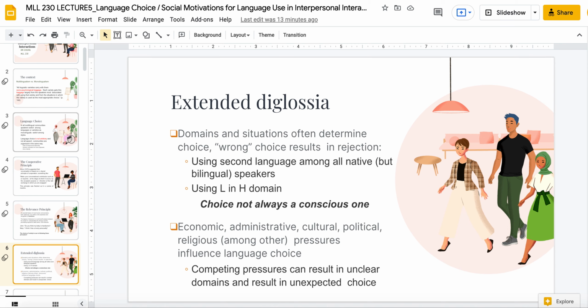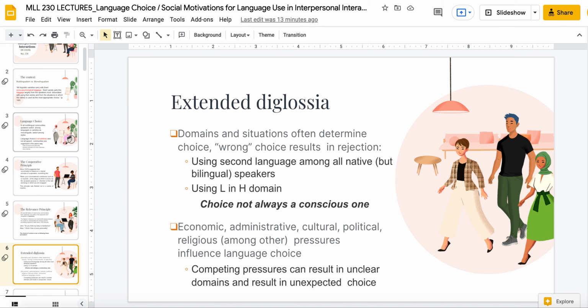But what if Mary was serious? What if Mary is like, "I think it has a lovely personality"? Then maybe John will reject her in some way, right? So this is also an instance in which if you use the wrong language or if you violate a principle, then you'll also be rejected in your interpersonal communication. So, if you're using a second language among all native but bilingual speakers, it depends on who you use a language to.